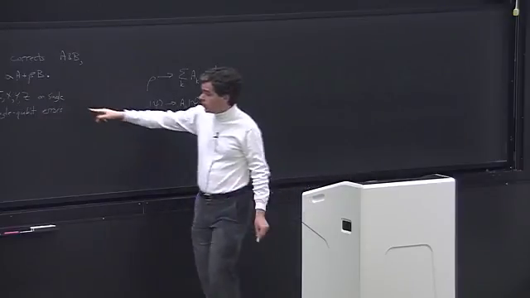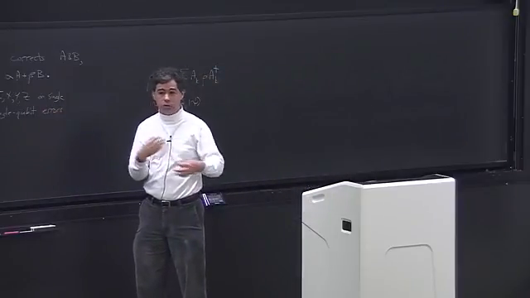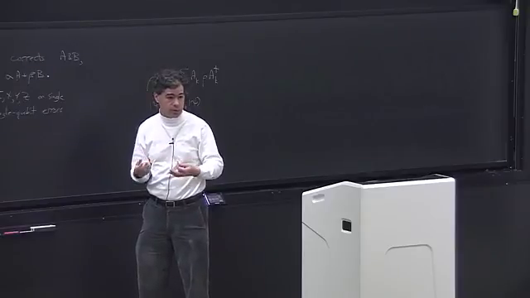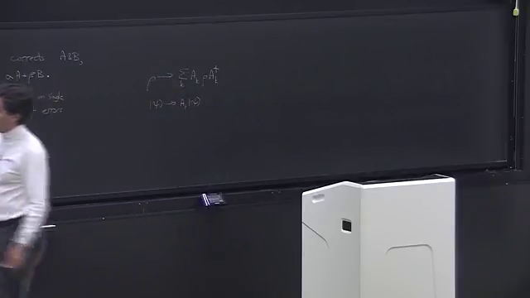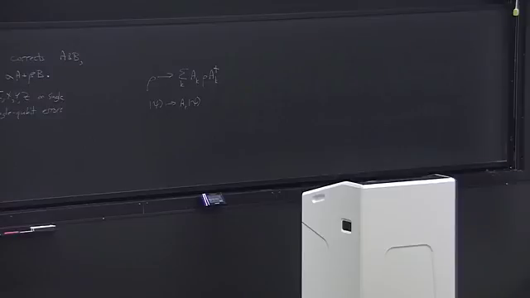Okay? So it really does correct all single qubit errors, including decoherence and anything else you can think of that acts on a single qubit. So this 9-qubit code, then, as an example, is really a true quantum error correcting code, because it corrects all single qubit errors.